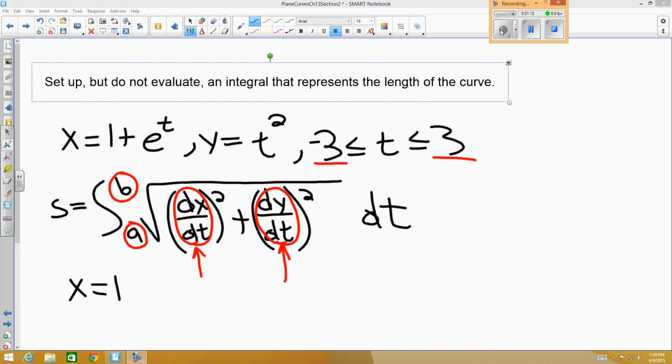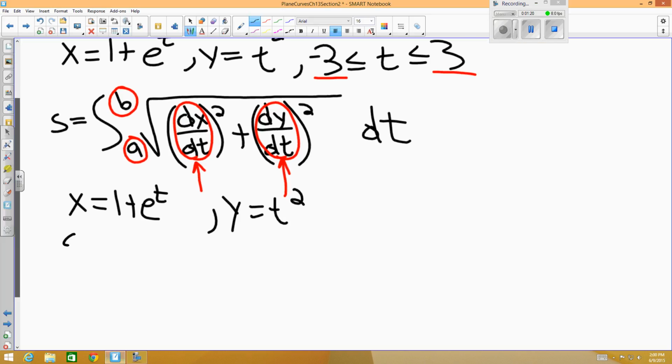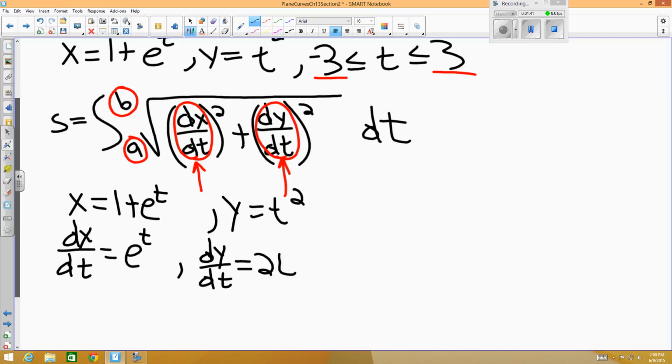X is equal to 1 plus e to the t. And let's go ahead and write y is equal to t squared. So dx dt is the derivative of 1 plus e to the t with respect to t, and that's just going to be e to the t. The derivative of 1, of course, is 0. The derivative of y with respect to t, y is equal to t squared, so its derivative is 2t.